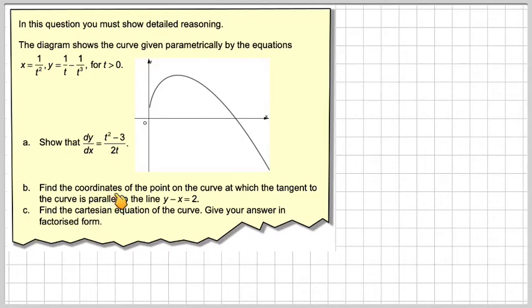Find the coordinates of the point on the curve at which the tangent to the curve is parallel to the line y minus x is equal to 2. And find the Cartesian equation of the curve, giving our answer in factorized form.